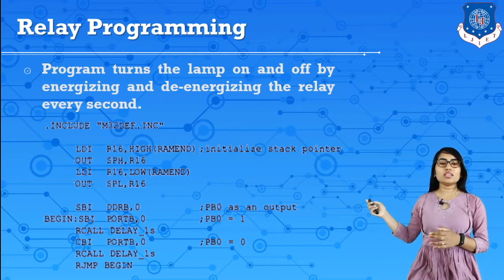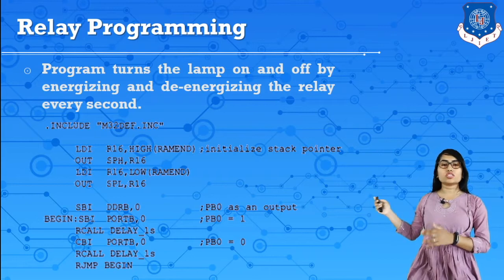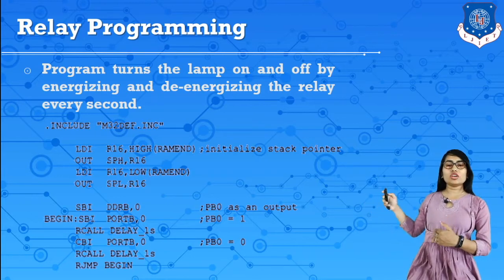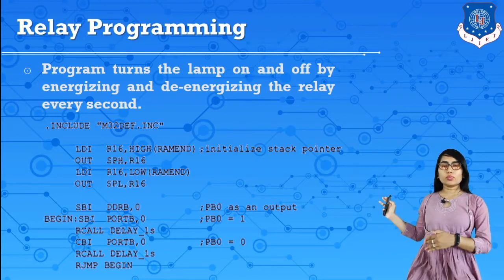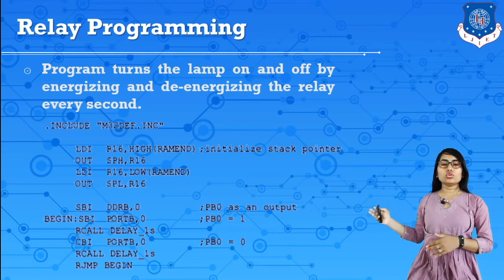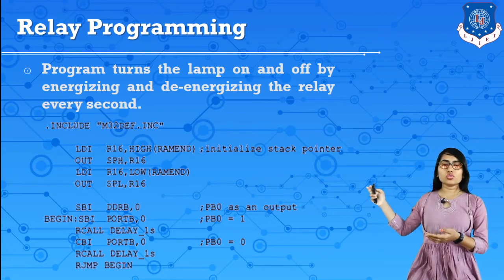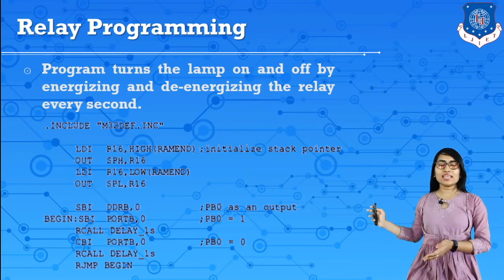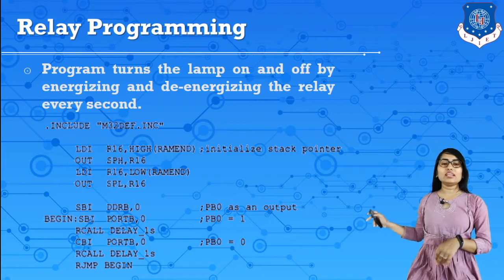So SBI DDRB, 0, then SBI PORTB, 0. So PB0 is equal to 1. If PB0 is equal to 1, then call a 1 second delay, and after that complement PB0. So PB0 is equal to 0. As PB0 is equal to 1, it will glow the light, and then after a 1 second delay PB0 is equal to 0, so it turns off the light, and again it goes on.